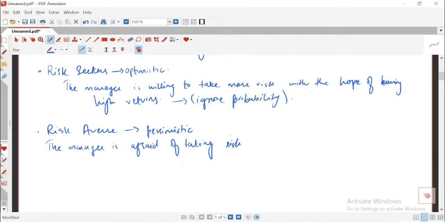ठीक है. And considers the worst outcomes. ऊपर वाले में वो पॉजिटिव आउटकम्स देख रहा था, सारी अच्छी पॉजिटिव बातें देख रहा था. A risk seeker manager, however a risk averse manager is the one who is going to consider all the negative outcomes, कि बुरा क्या क्या हो सकता है.